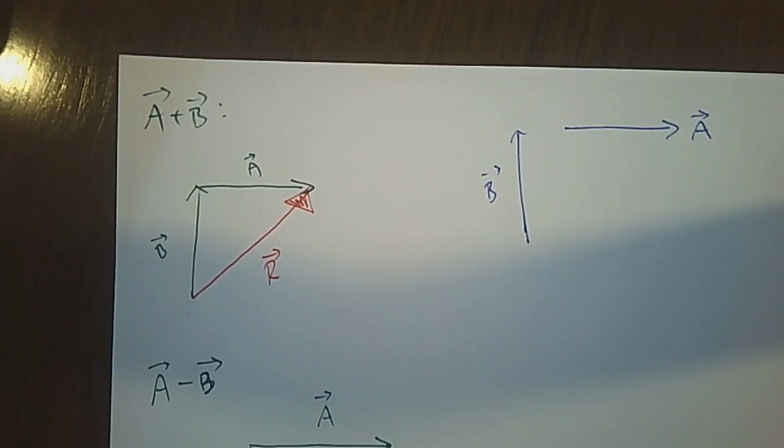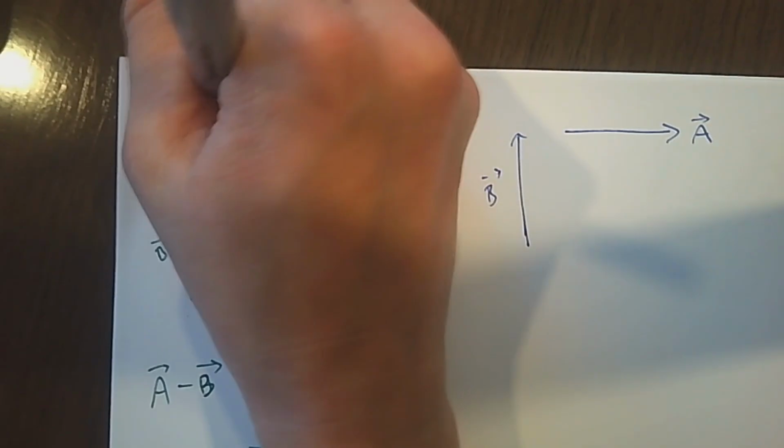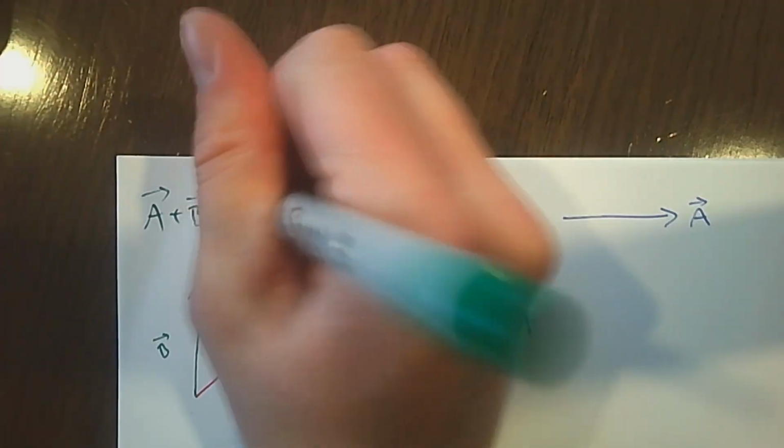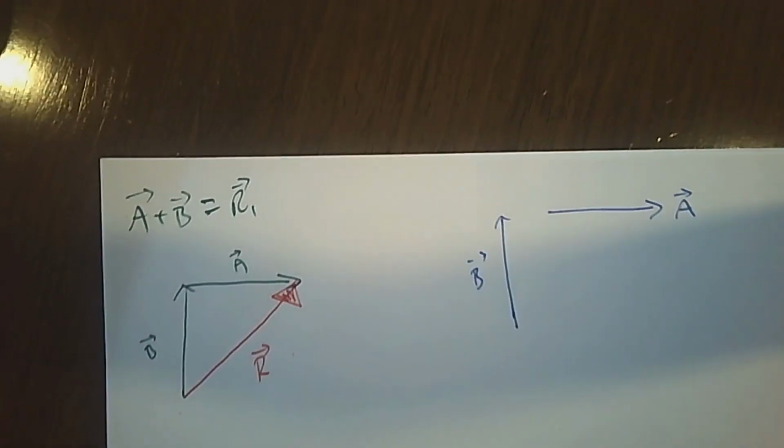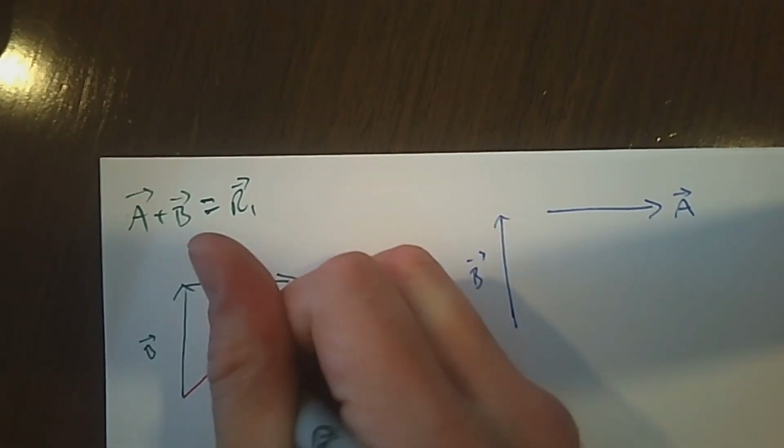You know what? Let's do this. Let's say A plus B equals R1. A minus B equals R2. And then I'll label them R1 and R2.